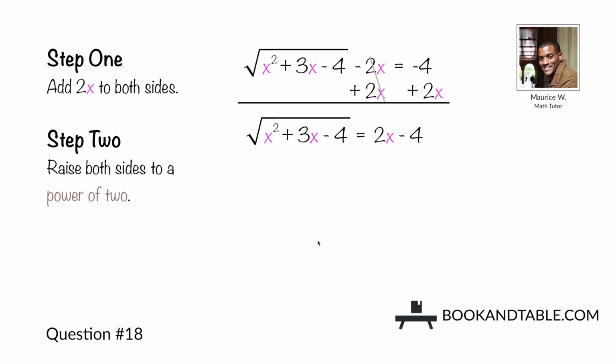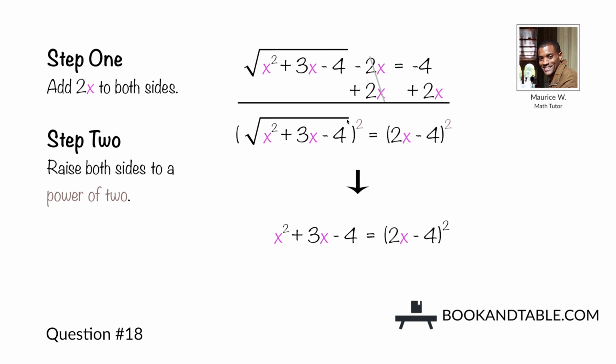Step 1, add 2x to both sides. That gives us the square root of x squared plus 3x minus 4 on the left side, and 2x minus 4 on the right side. Step 2, eliminate this radical by raising both sides to a power of 2, leaving you with x squared plus 3x minus 4 on the left side, and 2x minus 4 squared on the right side.